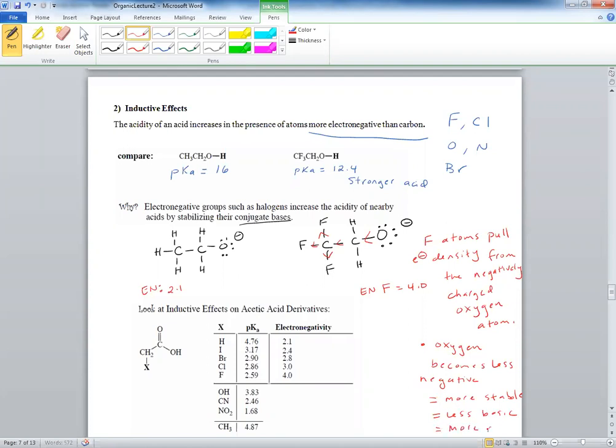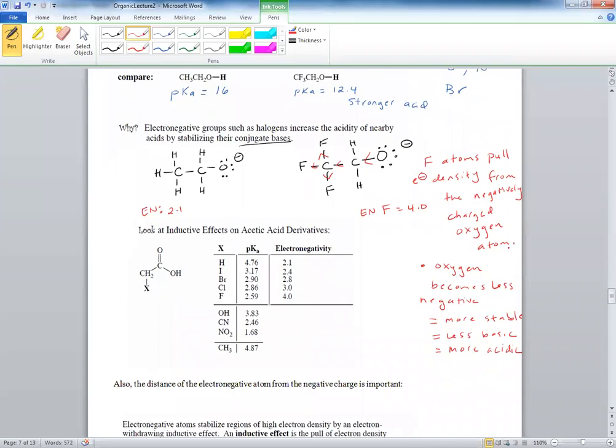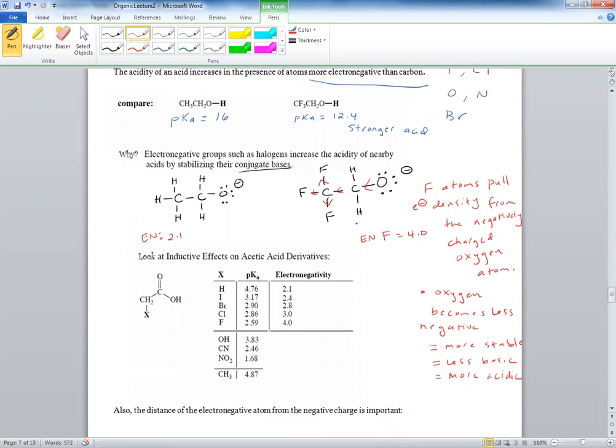So, okay, you see the patterns here. So I need you to, again, keep these trends in mind, right? So more stability means less basic, and less basic means more acidic, which explains the pKa right here. So you couldn't do that just with general chemistry ideas.